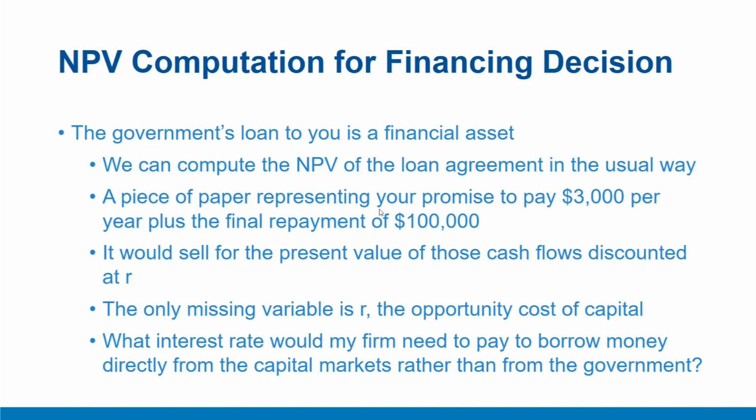We reason this way. The government's loan to you is a financial asset, a piece of paper representing your promise to pay $3,000 per year plus the final repayment of $100,000. How much would that paper sell for if freely traded in the capital markets? It would sell for the present value of those cash flows discounted at r, the rate of return offered by other securities issued by your firm. All you have to do to determine r is to answer the following question: what interest rate would my firm need to pay to borrow money directly from the capital markets rather than from the government?